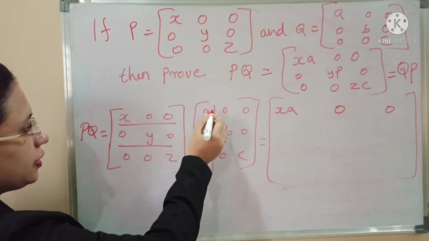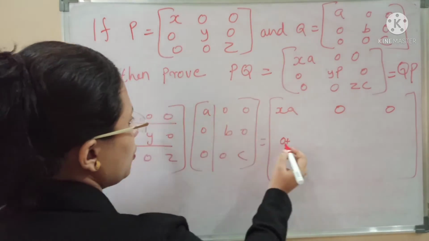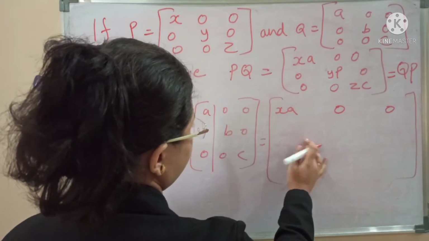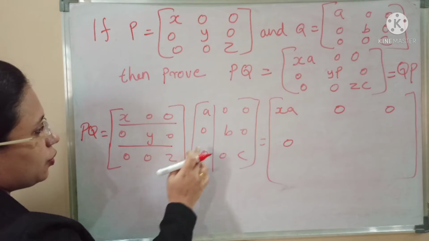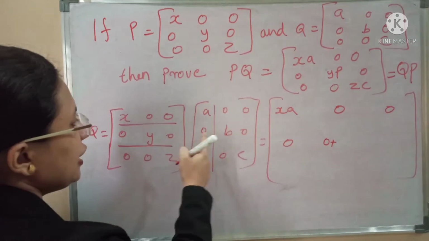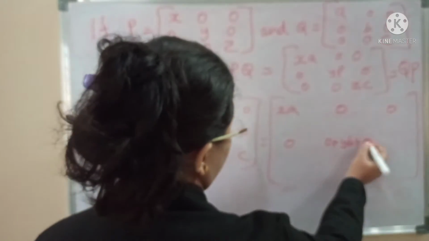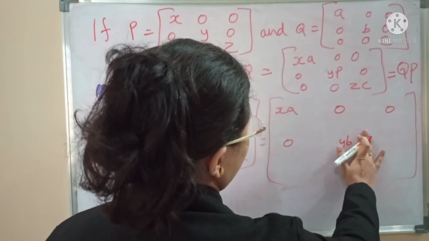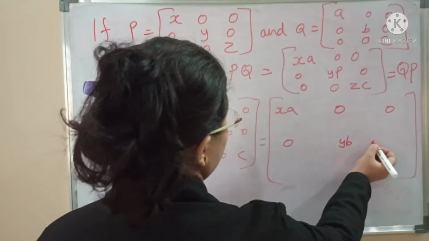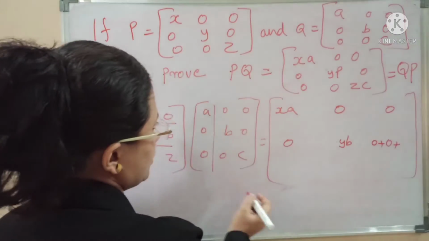Take the second row, first column: 0 into a plus y into 0 plus 0 into 0. Second row, second column: 0 into 0 plus y into b, yb, plus 0 into 0. So we will just write it as yb. Again second row, third column: 0 into 0 plus y into 0 plus 0 into c, 0.